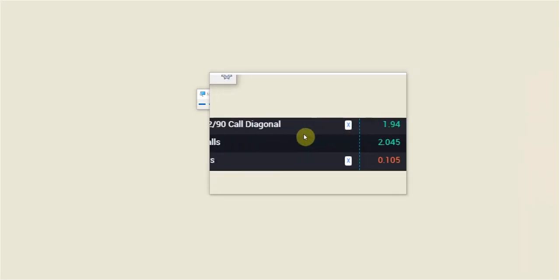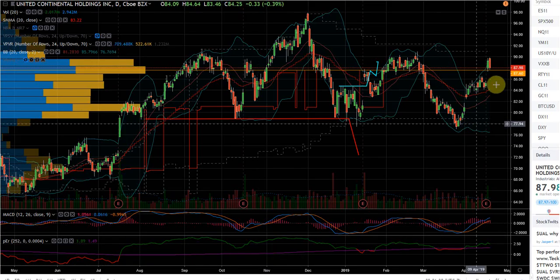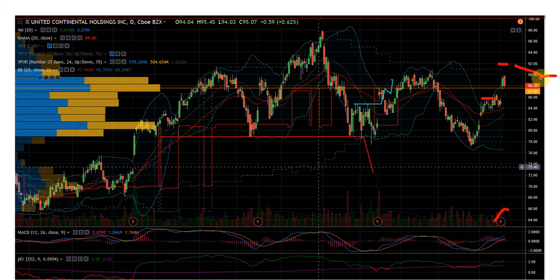This is the advantage of doing a diagonal, where I anticipate something going on, but I don't want to bet naked long a call. I want to hedge my bet. So I do a diagonal. The calendar is exactly the same way: I buy the May call and I sell the April call. These can be different time frames depending on preferences.